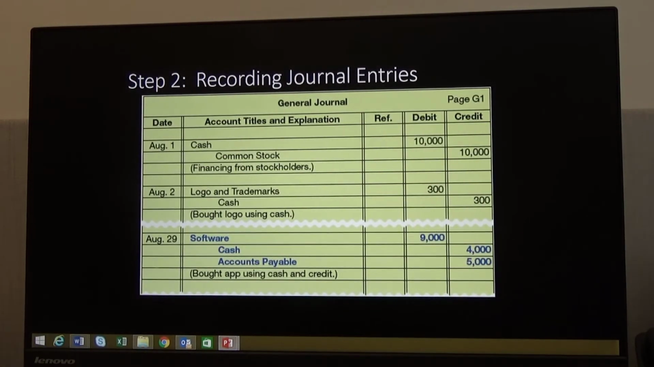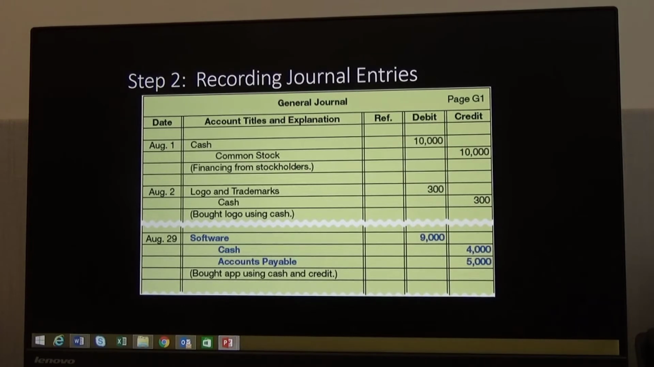Now, how do we get those transactions recorded into those accounts? The first step is we record journal entries. And a journal is actually in chronological order. And so we'll look at the transaction and we'll say, okay, what happened here?